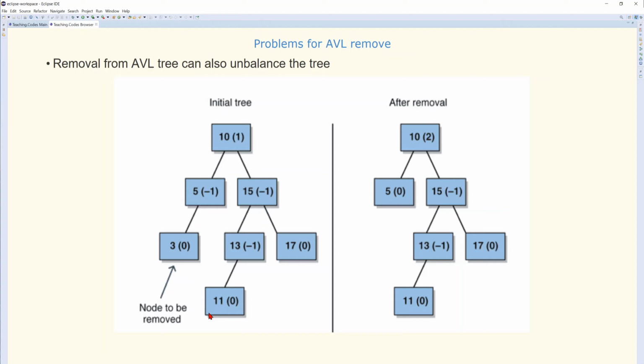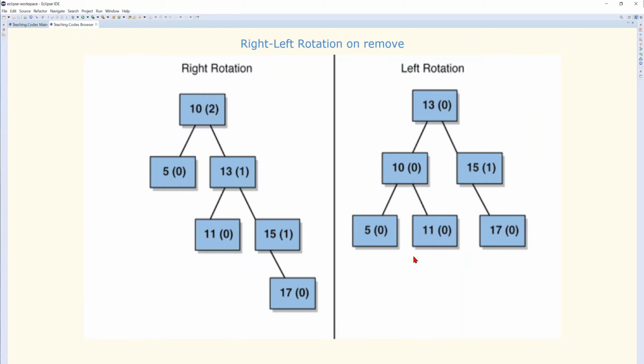For the case of removal, we'll not go into the details of removal, but the removal from an AVL tree may also cause an imbalance in the tree. So, for example, this tree was balanced, but when you remove a node, it becomes unbalanced. So again, you will have to do similar rotations to solve it. This is showing the results after a right-left rotation.